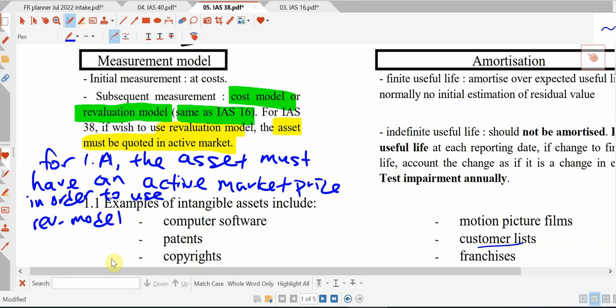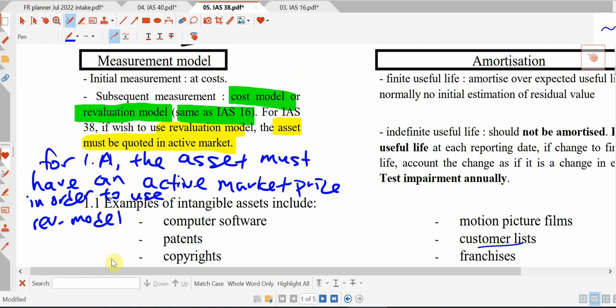Anyway, in the exam, to use the revaluation model for intangible assets is also not common. In the exam, we see a lot of the cost model for intangible assets. To use a market price is not for PPE. For PPE, there is no such restriction; you can use the revaluation model anytime. But for intangible assets, if you want to use the revaluation model, you have to make sure the asset can be traded in the market with a market price. So there is some restriction there.